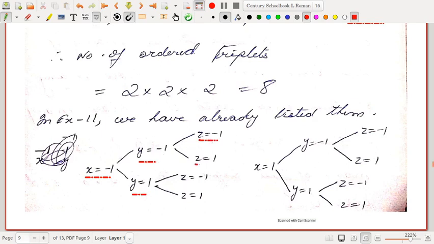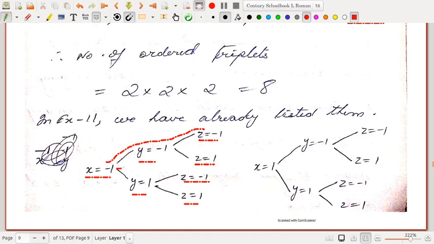z is minus 1, z is 1. If y is 1, again there are two options for z. Okay, so how many are there? So this is one arrangement, minus 1, minus 1, minus 1. Okay, this is one triplet.